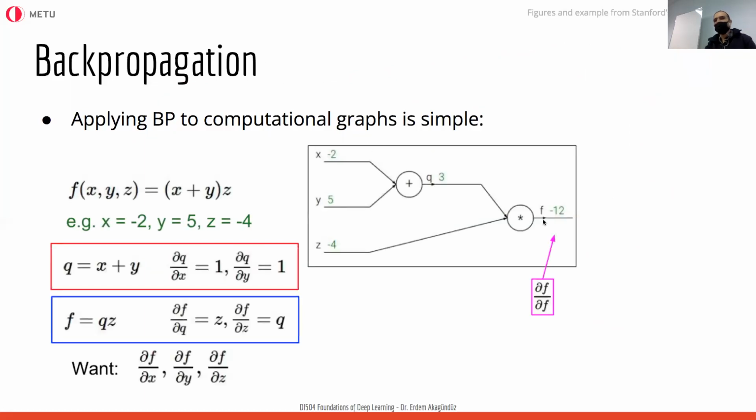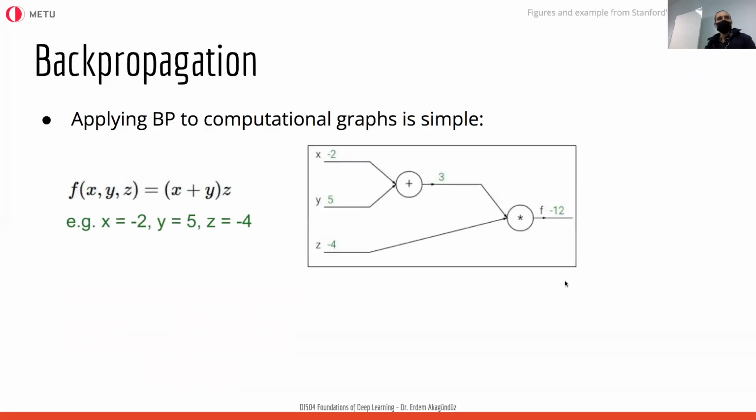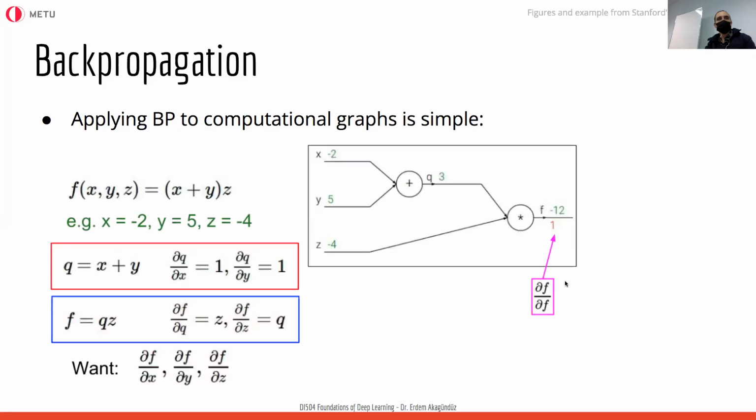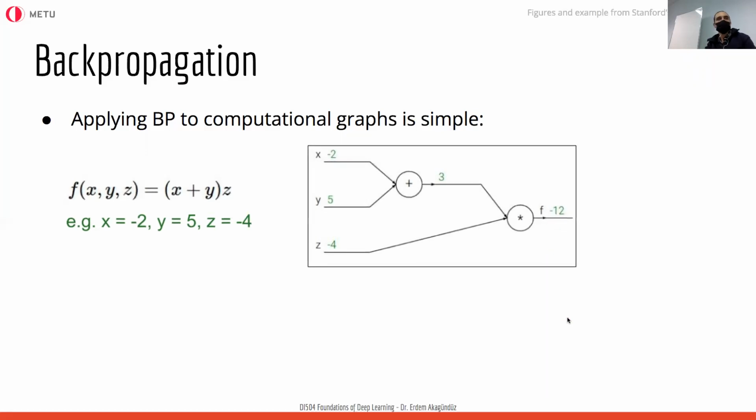Now, we have the derivative of f here. What I want to find is this guy. This is the loss, think of it. So what is the partial derivative of f with respect to z? How can I find it?